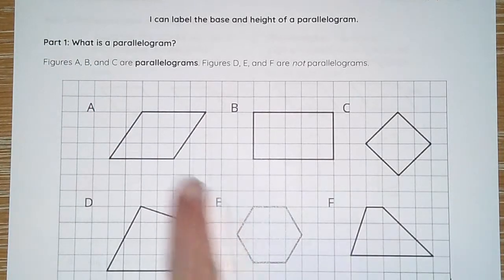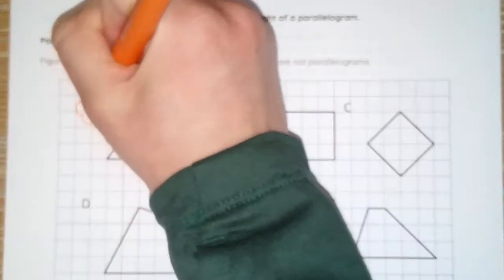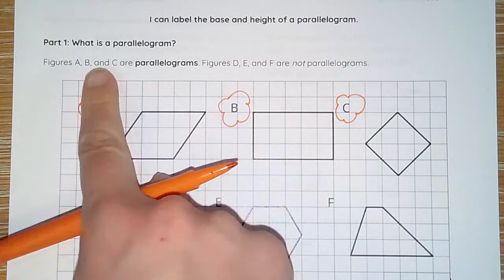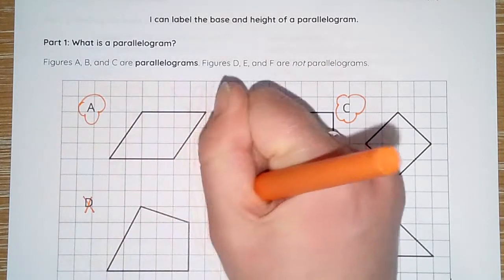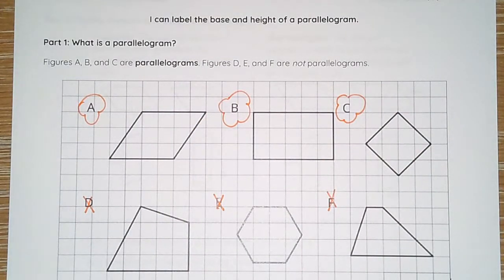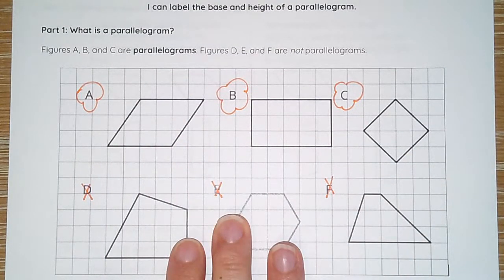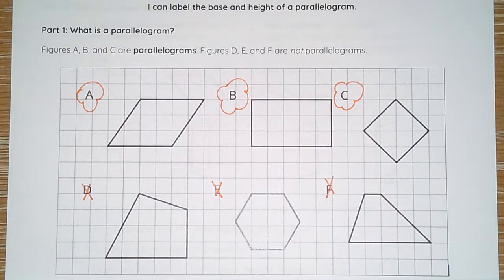Well, here we've got 6 figures, and we are told that A, B, and C are all parallelograms, whereas D, E, and F are not parallelograms. So I want you to take a minute and look at these 6 figures, these 6 shapes. Why are A, B, and C considered parallelograms? What makes them parallelograms? What do these 3 have in common that make them parallelograms?